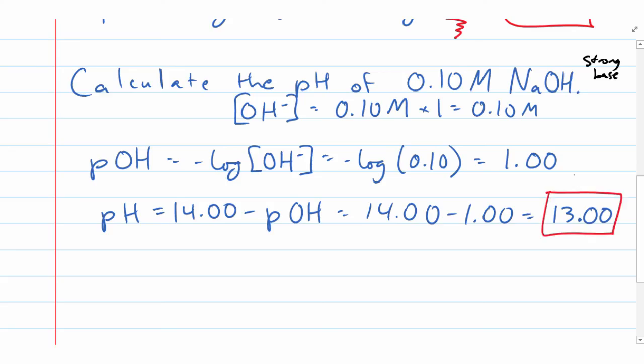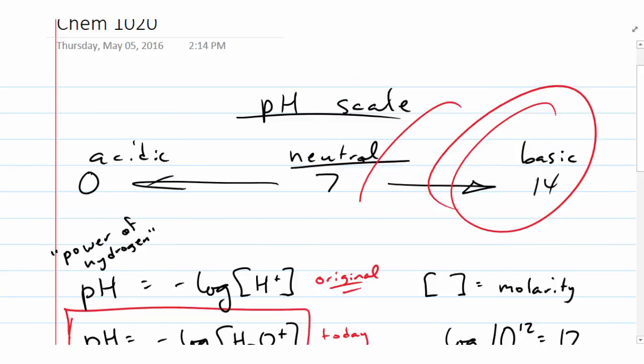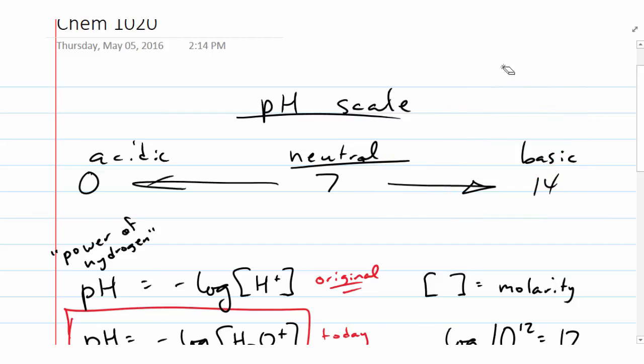And then once again, when we get this answer, we ask ourselves, does this answer make sense? When we come back to our pH scale, if we have a high pH that is greater than 7, that tells us that this is going to be a base. And a strong base should have a high pH.